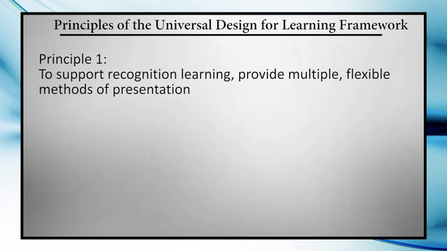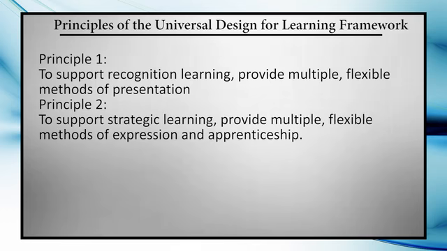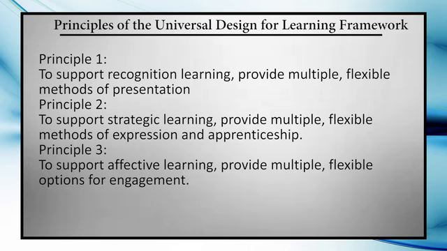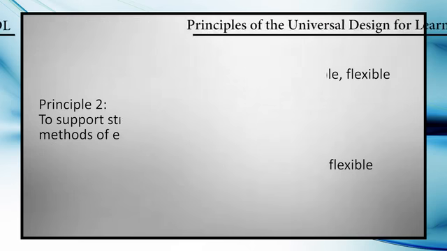Now, universal design for learning, as we come across, basically rests on three basic principles. Principle 1 calls for support recognition learning: provide multiple flexible methods of representation. Principle 2 encircles to support strategic learning: provide multiple flexible methods of expression and apprenticeship. And principle 3 calls for to support affective learning: provide multiple flexible options for engagement. So the three key words that we get here are the method of presentation or representation, method of expression and apprenticeship, that is working, and the methods of engagement.